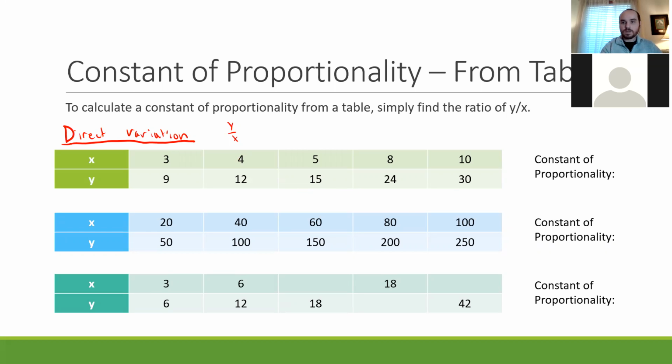So let's start with the first one. What we want to do is figure out what our multiplier is to go from x to y. Now this one's pretty easy, but we're going to do the same thing.